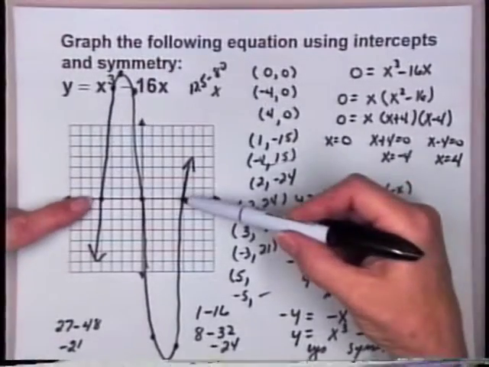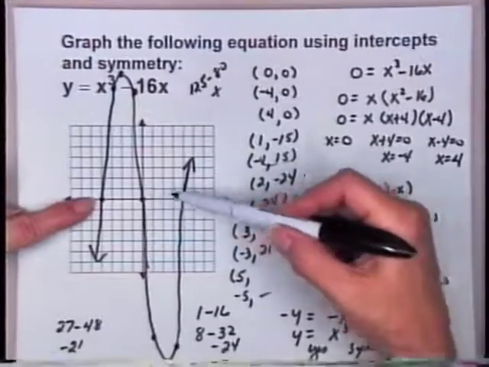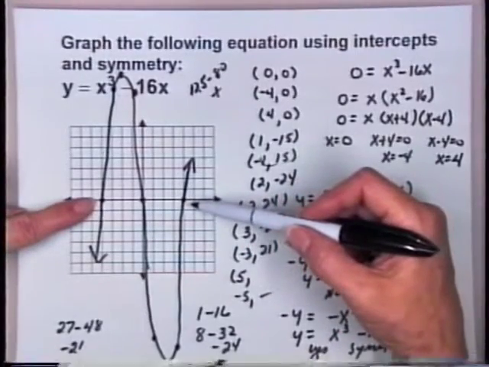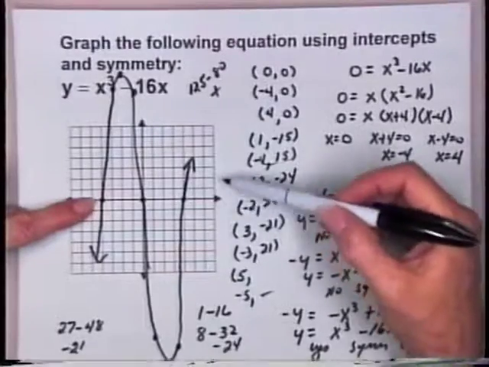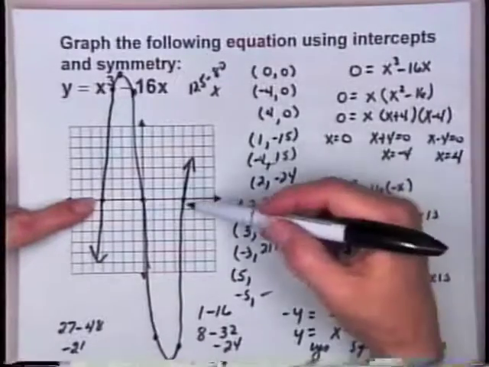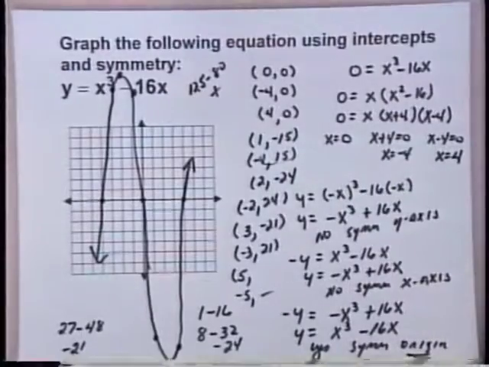It also helped knowing that these were the only places that I could cross my axes. That tells me not to look for this graph to turn around and come back down, because I would have to have another intercept if it did that. So I know the graph is going to just keep going up.